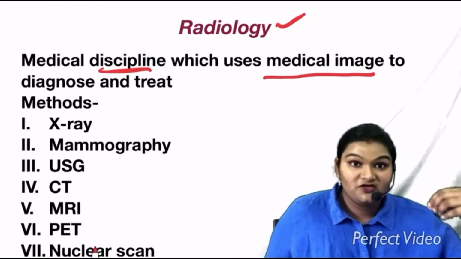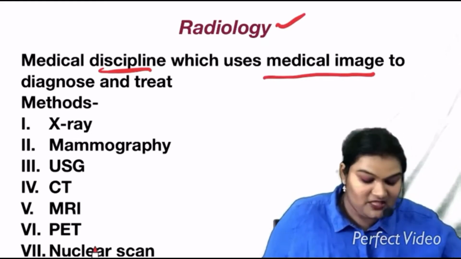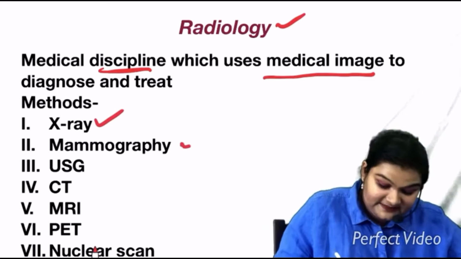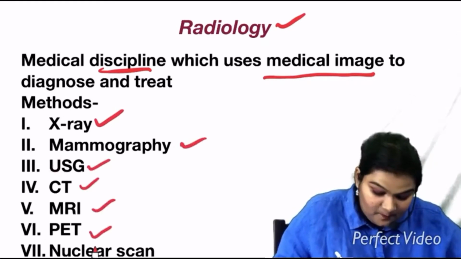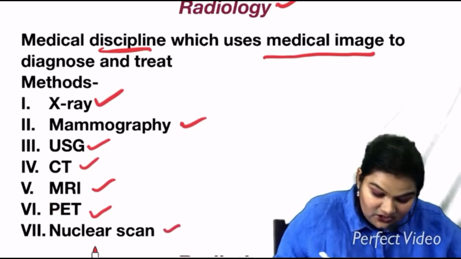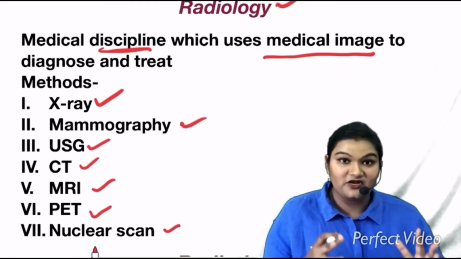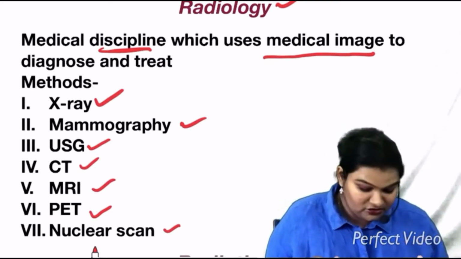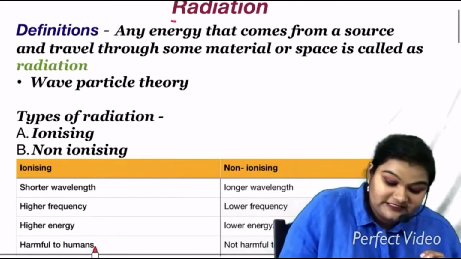So what are the different types of radiological imaging techniques we know? Those are X-rays, mammography, USG, CT scan, MRI, PET scan and the nuclear scan. Okay, we are going to learn all of this in the general radiology section. Now let us move towards the radiation.